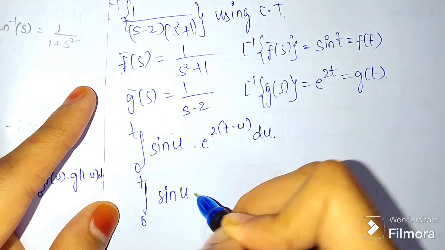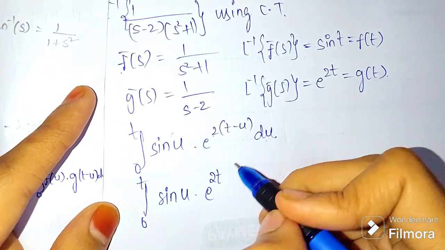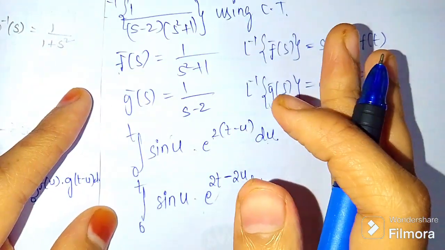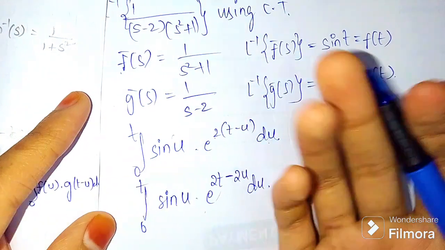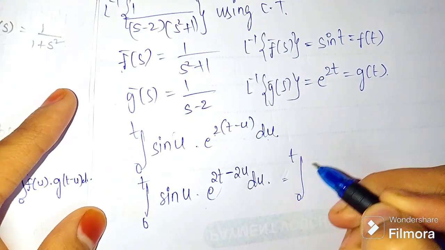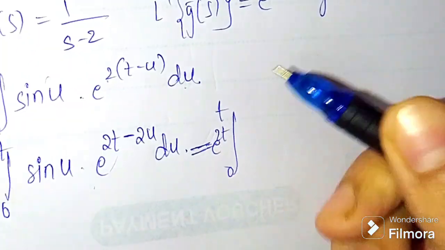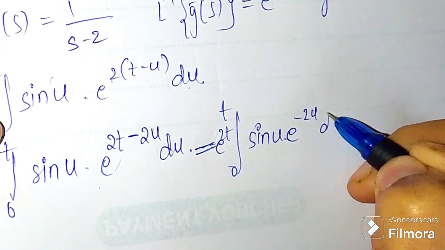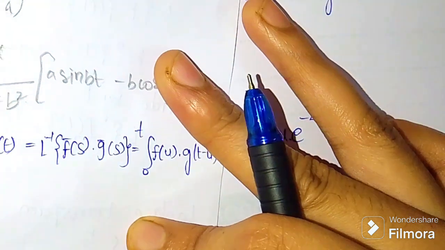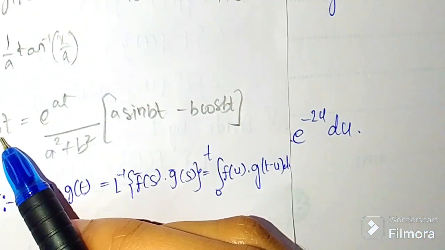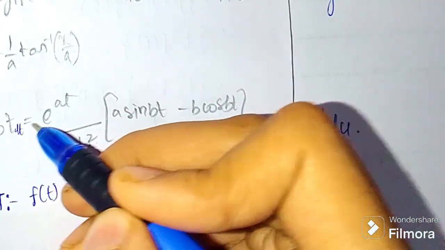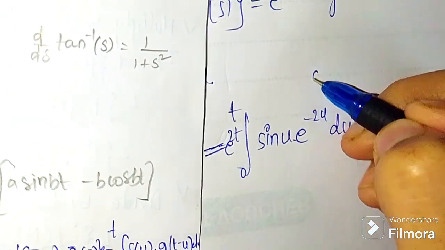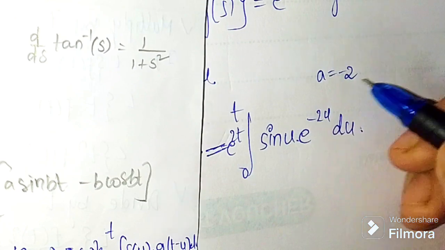Integral of sin u into e power 2t minus 2u du. So what is constant? E power 2t is constant, so I'll write it outside. E power 2t, outside I'm writing. So inside what is left? Sin u into e power minus 2u is only there. Now see the formula. Here it is with respect to t, here with respect to u. So now my a is minus 2 and b is 1.